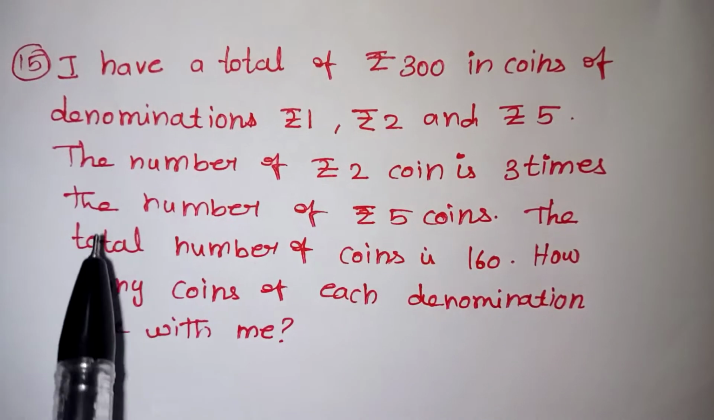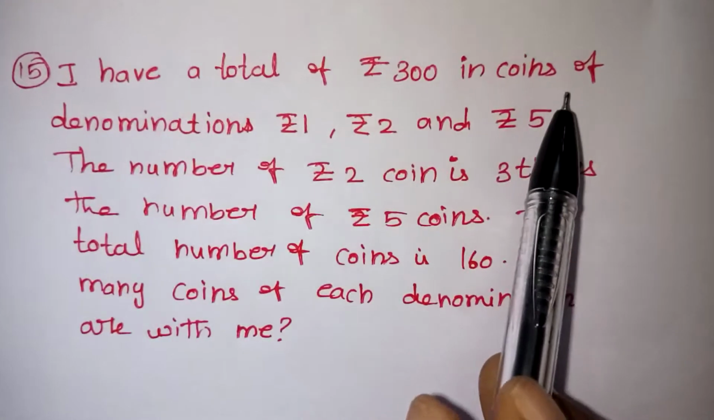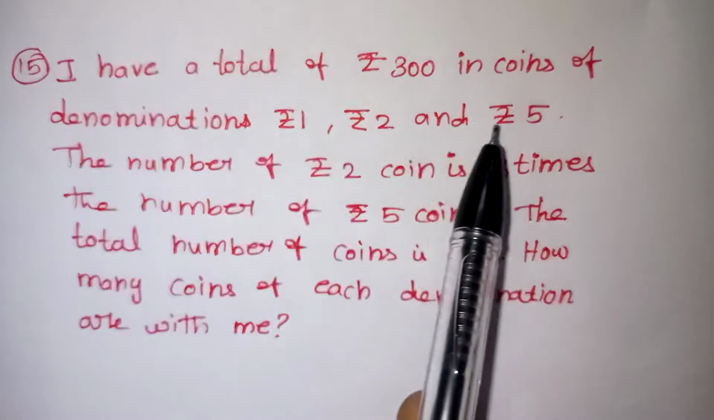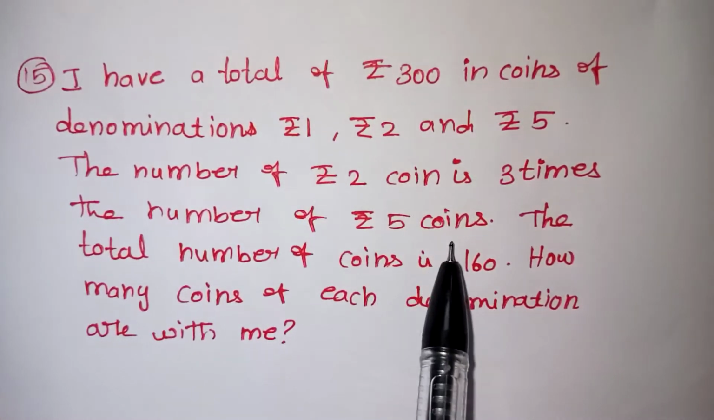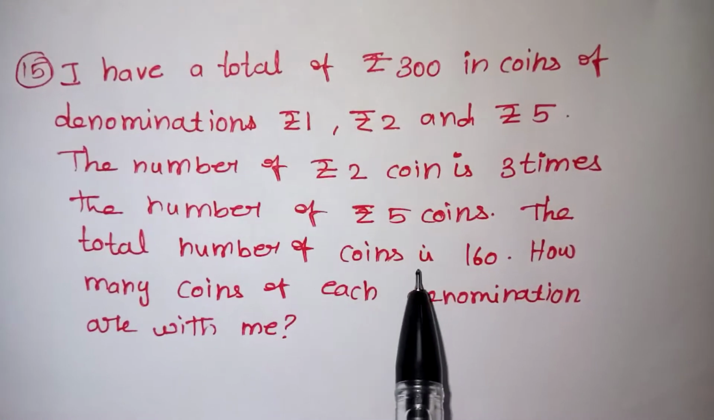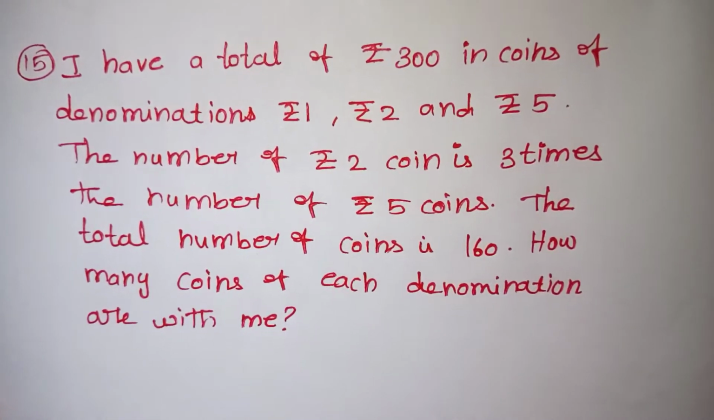Look at this question, students. I have a total of 300 rupees in coins of denomination 1 rupee, 2 rupee and 5 rupee. The number of 2 rupee coins is 3 times the number of 5 rupee coins. The total number of coins is 160. How many coins of each denomination are with me is the question.